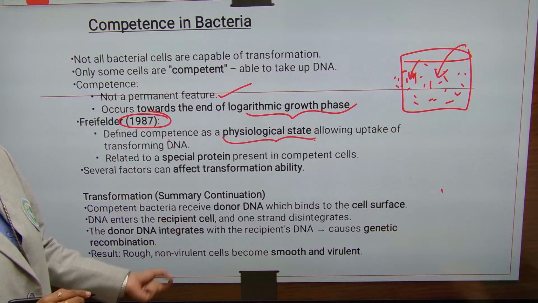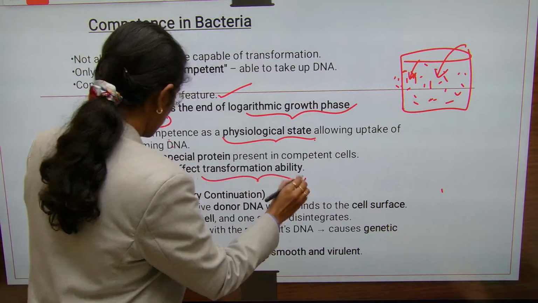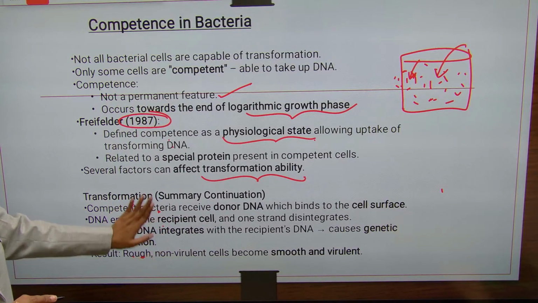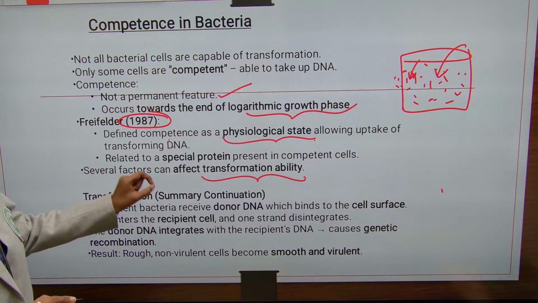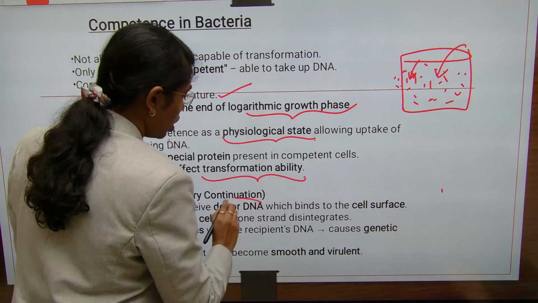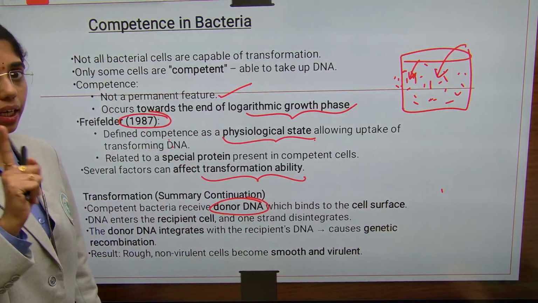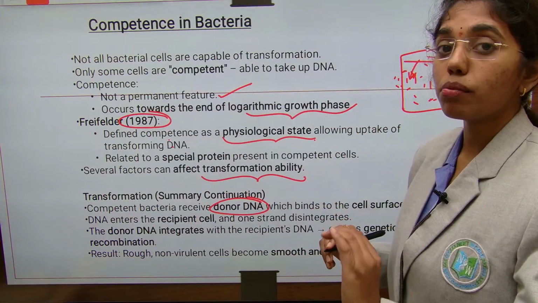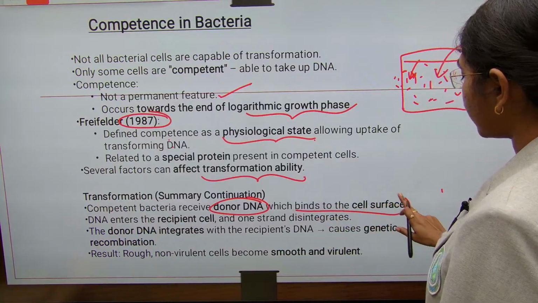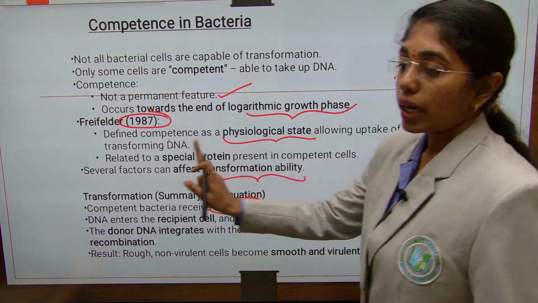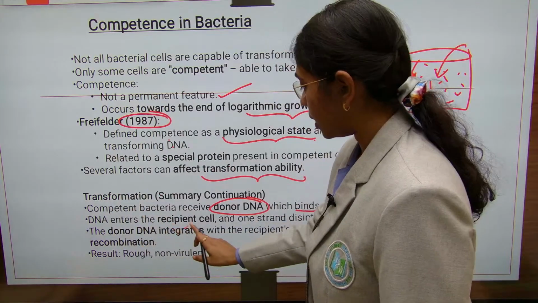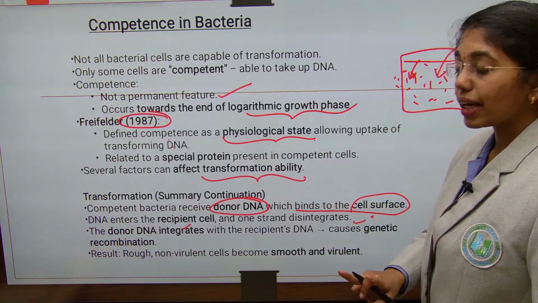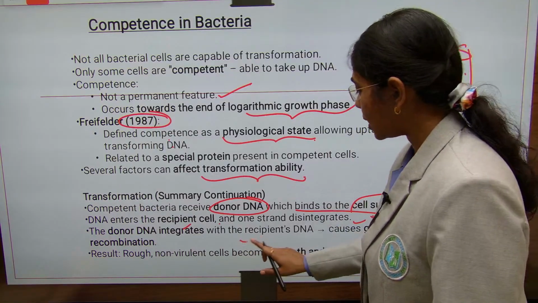Several factors can affect the transformation ability. So what is the summary that we can take out from the transformation? Competent bacteria will receive the donor DNA without any connection, and it binds to the receptive cell surface. DNA will enter the recipient cell, and one strand will disintegrate. The donor DNA will integrate with the recipient's DNA.